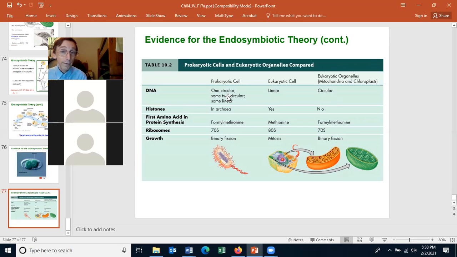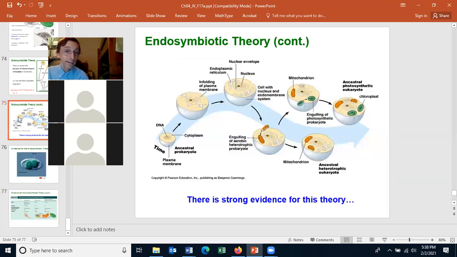All right, that's the evidence for the endosymbiotic theory. It's pretty strong evidence that eukaryotic cells became eukaryotic cells in part by absorbing or eating a bacteria, which it then lived in symbiosis with to become the mitochondria. And in green plant cells and other photosynthetic cells, not only did they take in a bacteria which became the mitochondria, but they took in a bacteria which became the chloroplast.